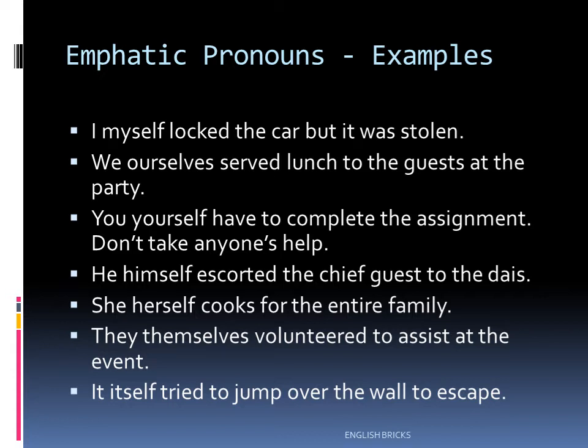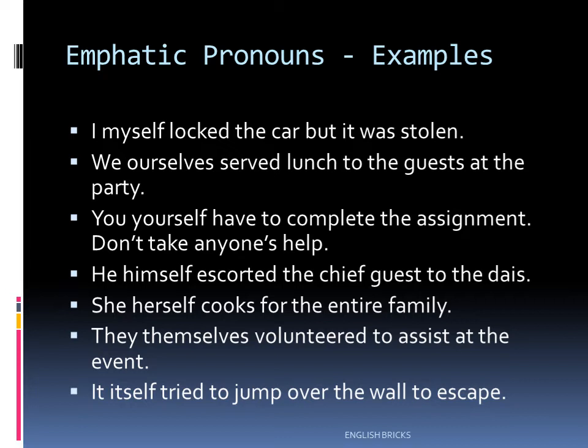There you see the difference. It's very, very clear and evident. I myself locked the car, but it was stolen. Who did the action? I. The effect of the action is for the car.